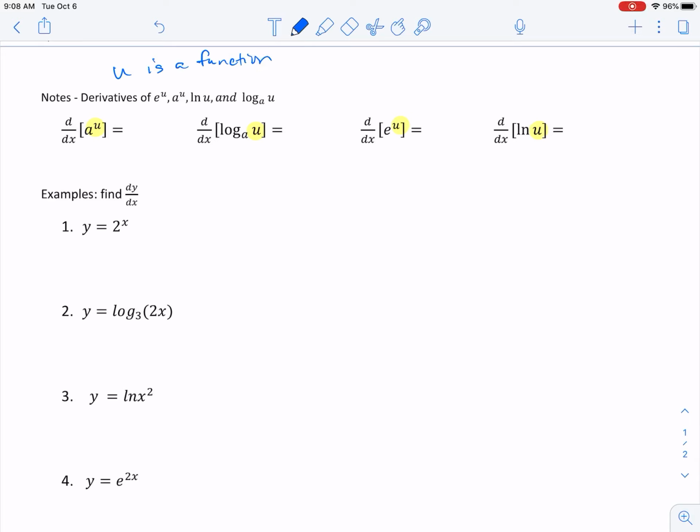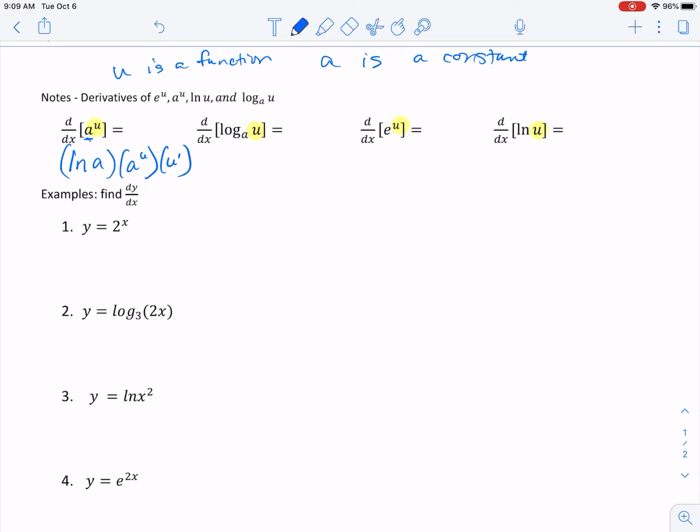And a is a constant. All right, so you have a constant raised to a function. The derivative is the natural log of a, times a to the u, times the derivative of u.